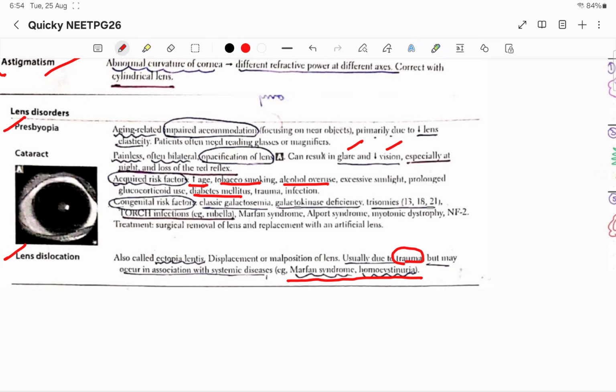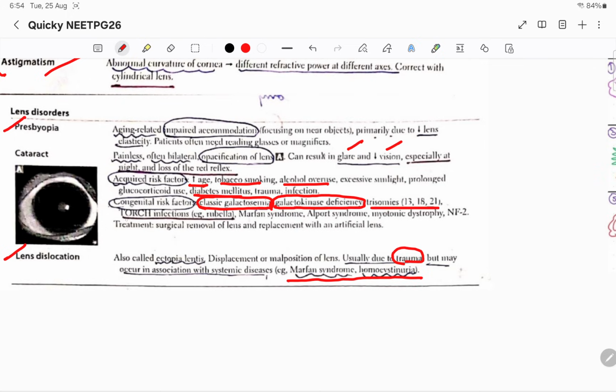Then congenital cataract, which we were discussing in pediatrics, right? These are due to galactosemia. Mainly classical galactosemia will have cataract, and also galactokinase deficiency. In non-classical galactosemia this might also happen. Then coming to trisomy 13, 18, that is Patau, Edward, and Down syndrome, all these three can have cataract.